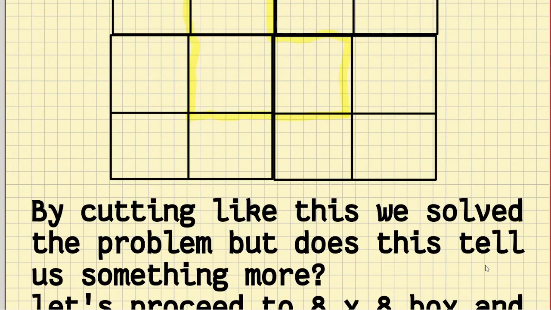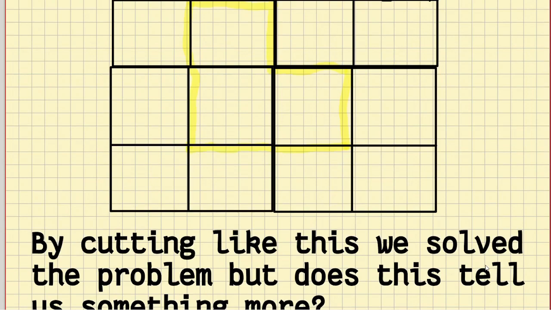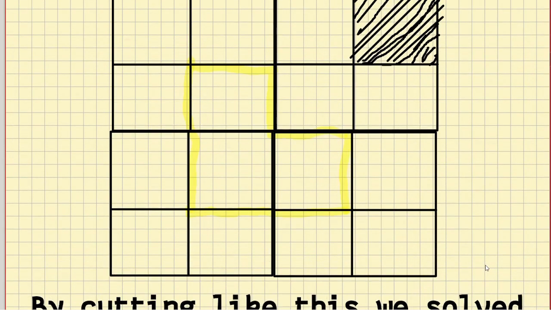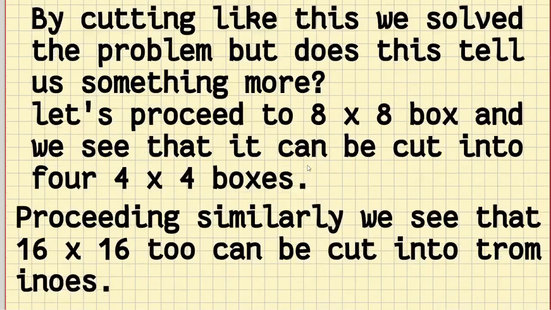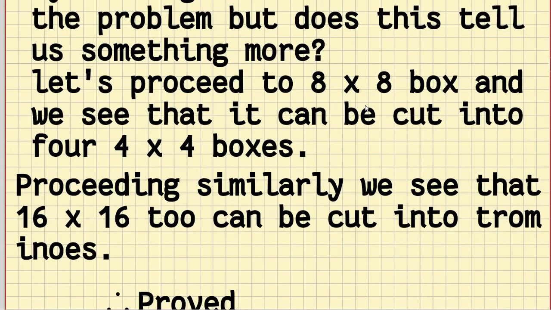But does this tell us something more? See, first I started from 2 by 2, then I moved to 4 by 4. As you can see, I am trying to take it through the powers of 2. Now I will move from 4 by 4 to 8 by 8. From 8 by 8, you can see that it can similarly be divided into 4 by 4 squares, and we can try the previous method and cut into trominoes. So it means that we are very close to proving it. Proceeding similarly, we see that the 16 by 16 can also be cut into trominoes.